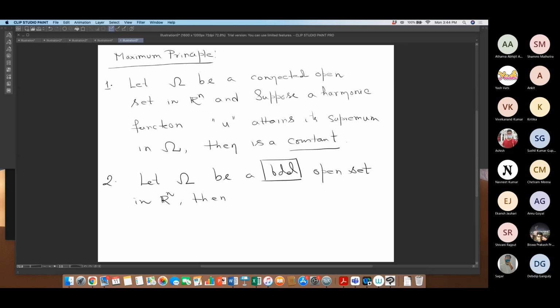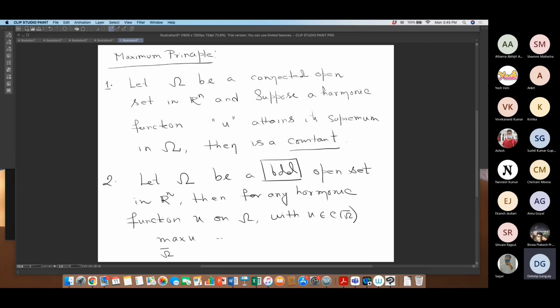Then for any harmonic function u on omega with u belonging to continuous up to the boundary. That means u is also continuous, not only in the interior of omega but also up to the boundary. This means the maximum of u on omega closure is equal to the maximum of u on the boundary of omega.